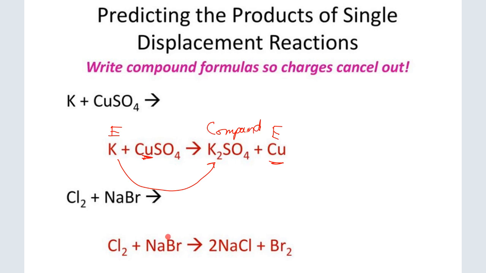Chlorine and NaBr, sodium bromide, we get sodium chloride and bromine. So they get switched out. And again, it's similar compounds.